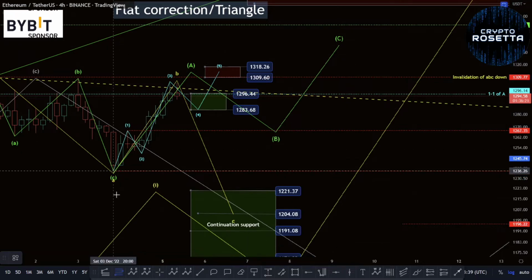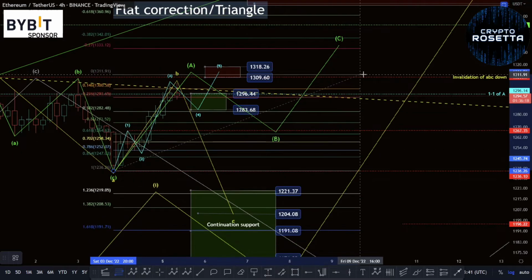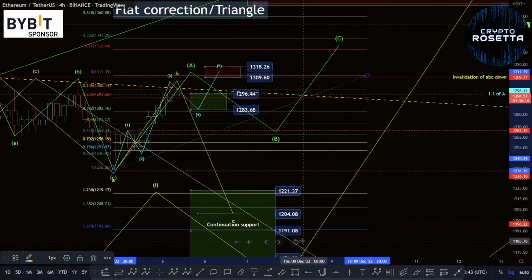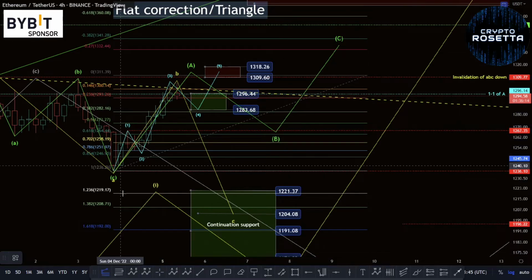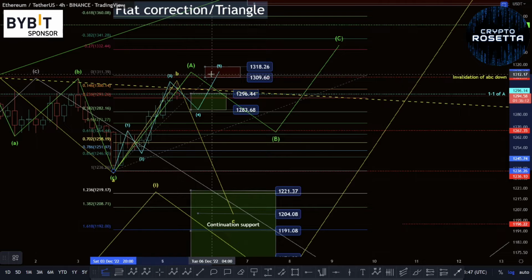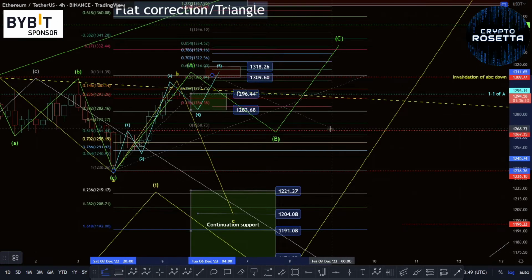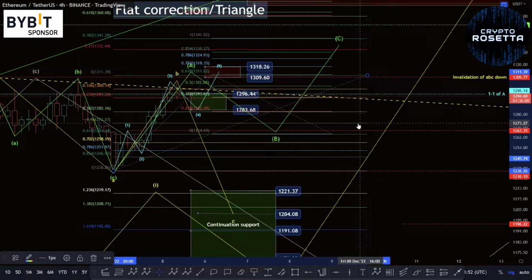So if I just measure this off quickly, if I come up here to the lower range of this box, and then we look at, let's go to the same point, 618 retracement.